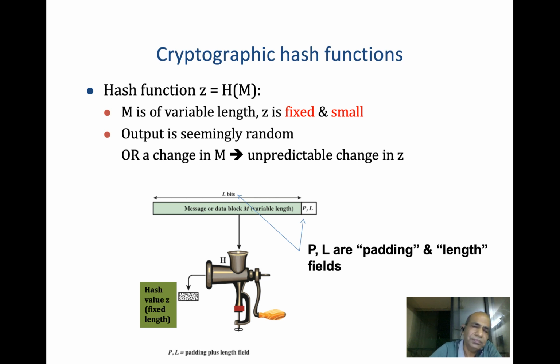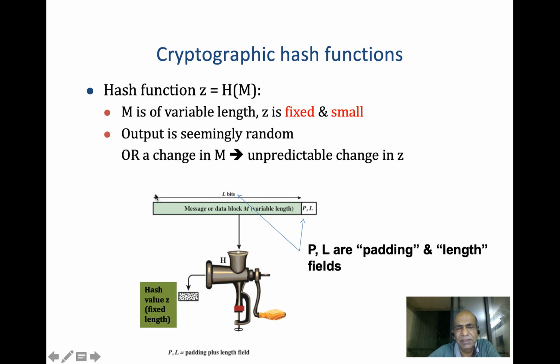Okay. Next we study hash function. We can define hash function output as z, and hash function is h of m, where m is a message, h is hash function. M is of variable length, and z is fixed and small. Output of hash function is random. It means that for a small change in m, there is an unpredictable change in z.